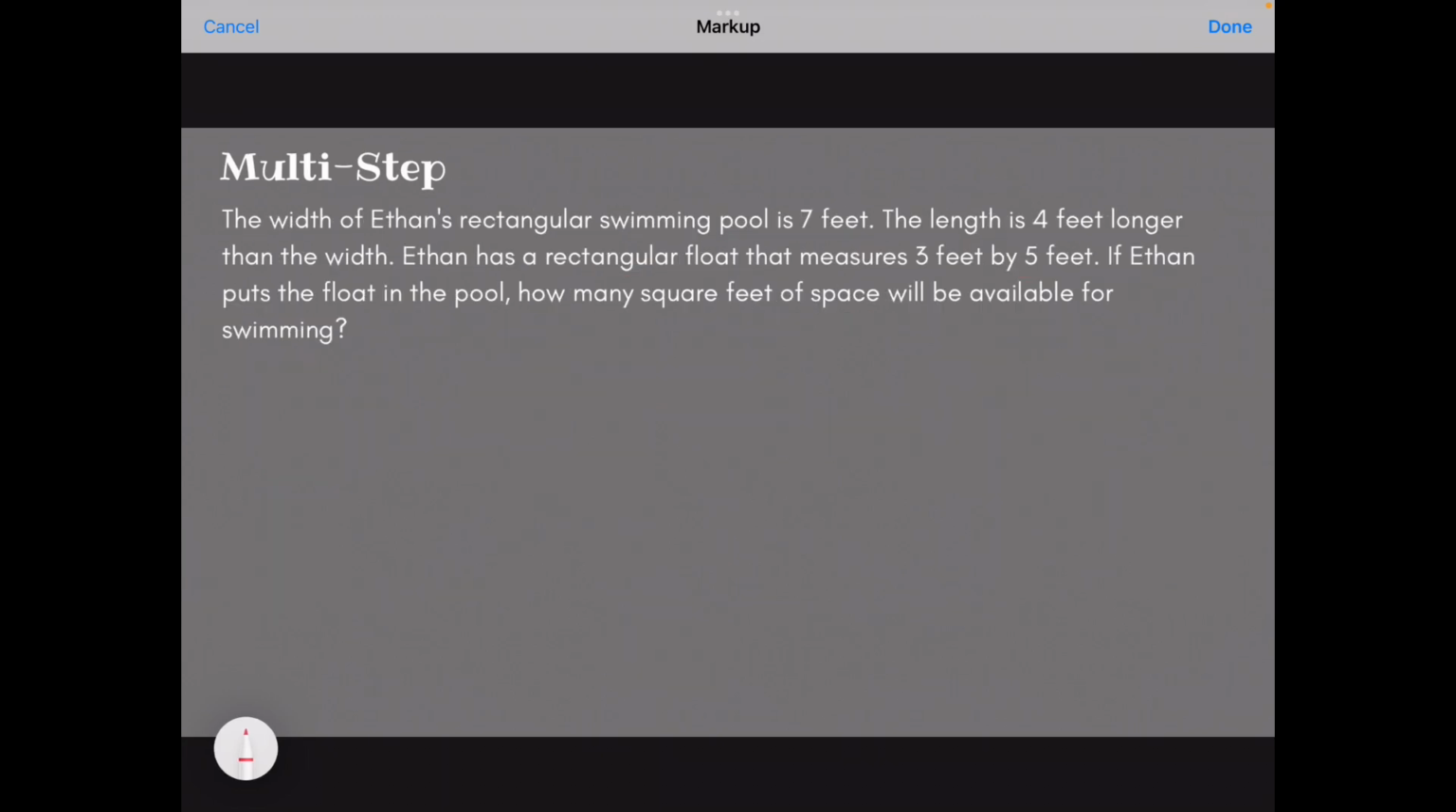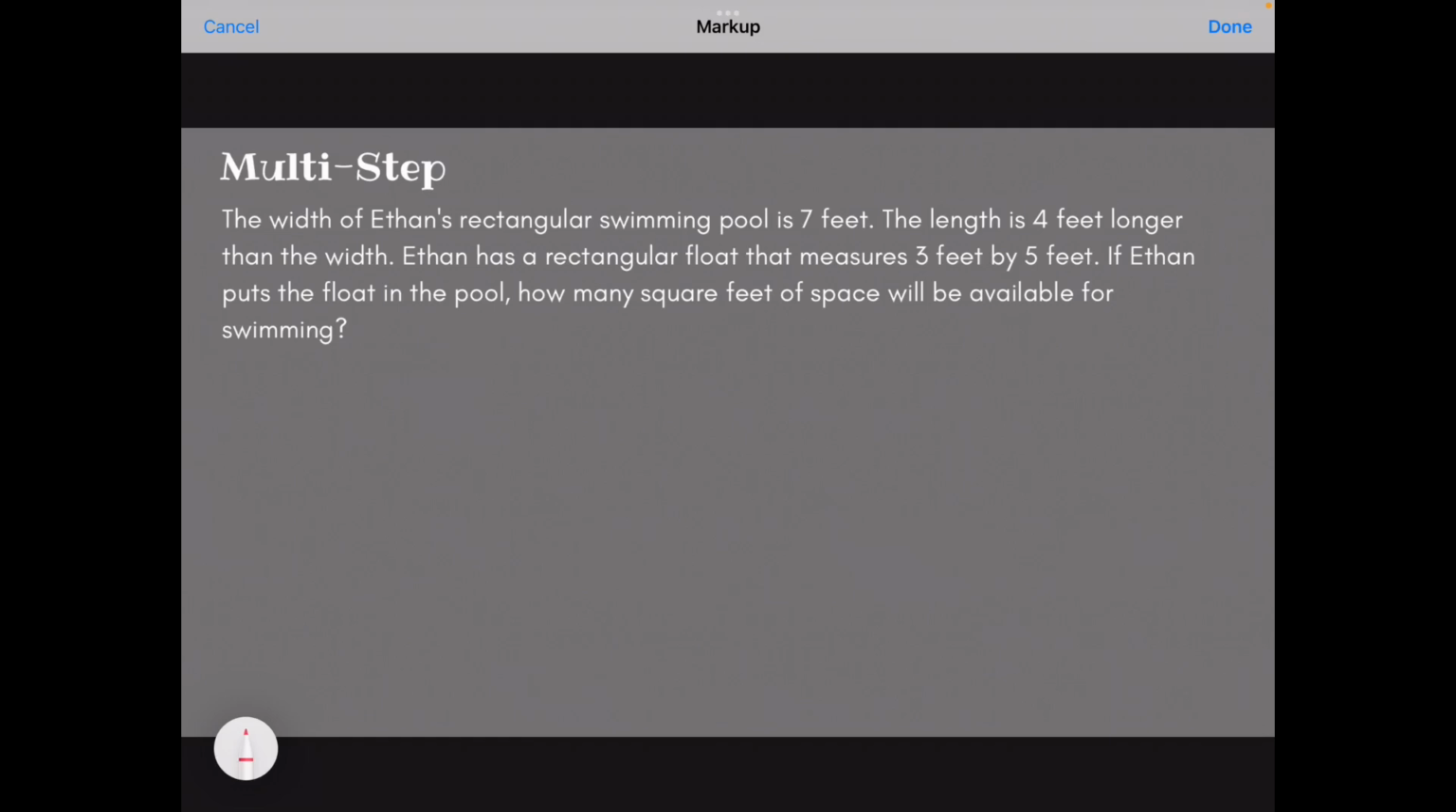Let's read through this next problem. The width of Ethan's rectangular swimming pool is 7 feet. The length is 4 feet longer than the width. Ethan has a rectangular float that measures 3 feet by 5 feet. If Ethan puts the float in the pool, how many square feet of space will be available for swimming?